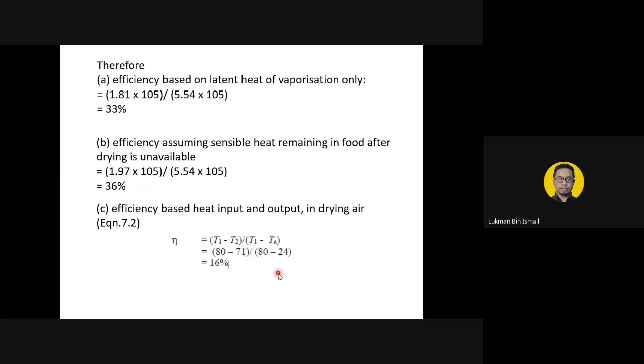This is how you calculate the efficiency, but with different numbers, based on what you are referring to. This one is efficiency based on the latent heat of vaporization. B is efficiency assuming sensible heat remaining in food after drying is unavailable, and the last is efficiency based only on the temperature of the dryer.